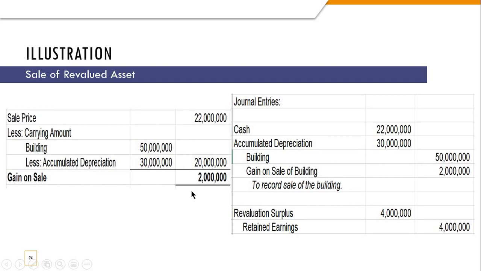So, meron tayong gain or loss na 2 million. That's 22 million selling price minus the carrying amount na 20 million. So, may 2 million na gain. Okay, gain. So, to close, debit cash for the selling price, cash received. I-close yung accumulated depreciation na 20 million. Debit. I-close ang cost ng building na 50 million. Okay? Tapos, i-record ang 2 million na gain. Gain on sale of the building.